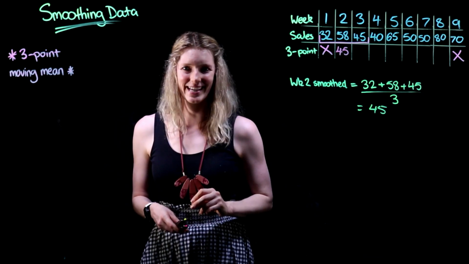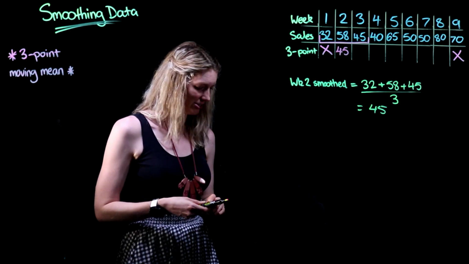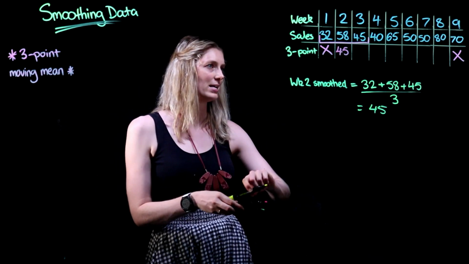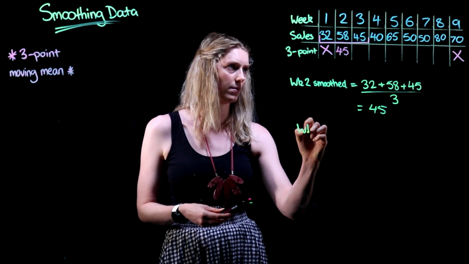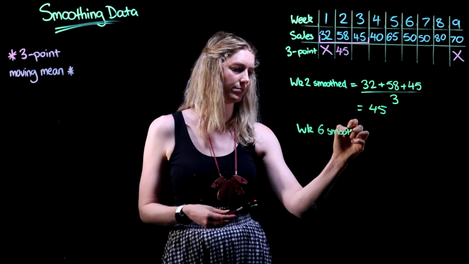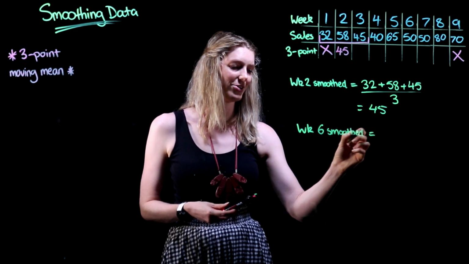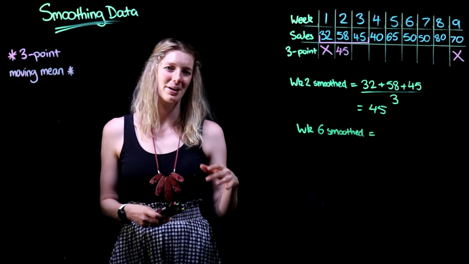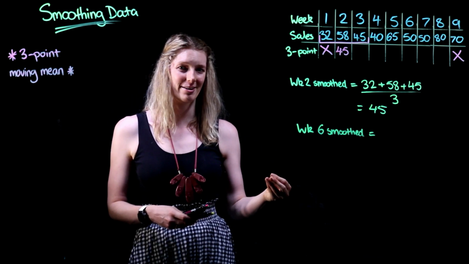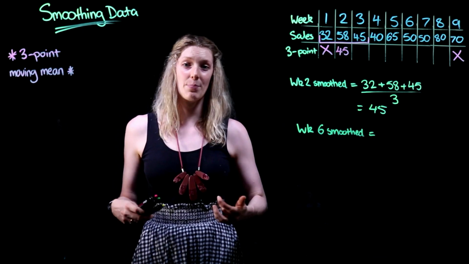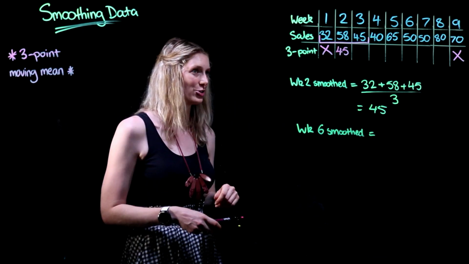We're going to repeat this again for one more of our values, and this time I'm going to have a look at week 6 smoothed. Now usually when you're calculating this, you would do it in order, but I'm having a look at a few different data values so you can see how we select the 3 points to use for our average.